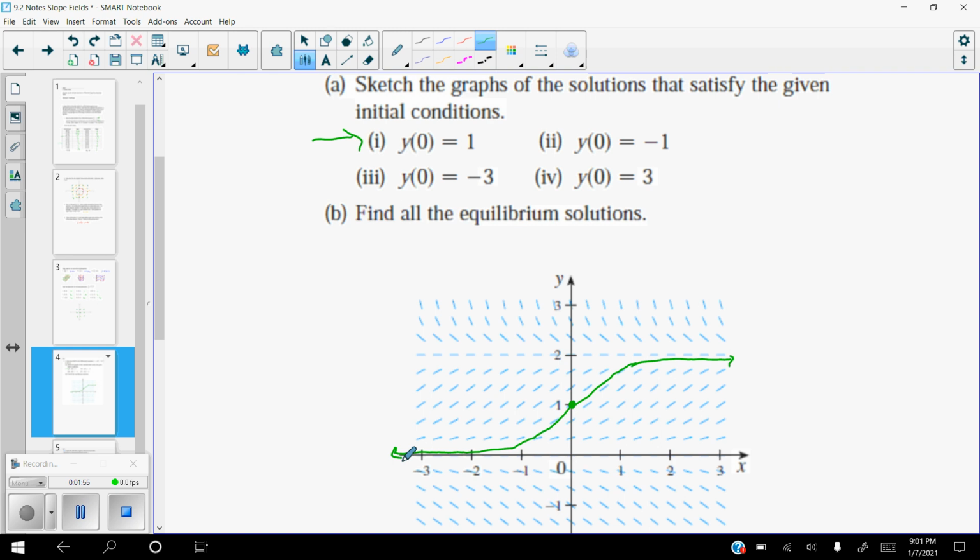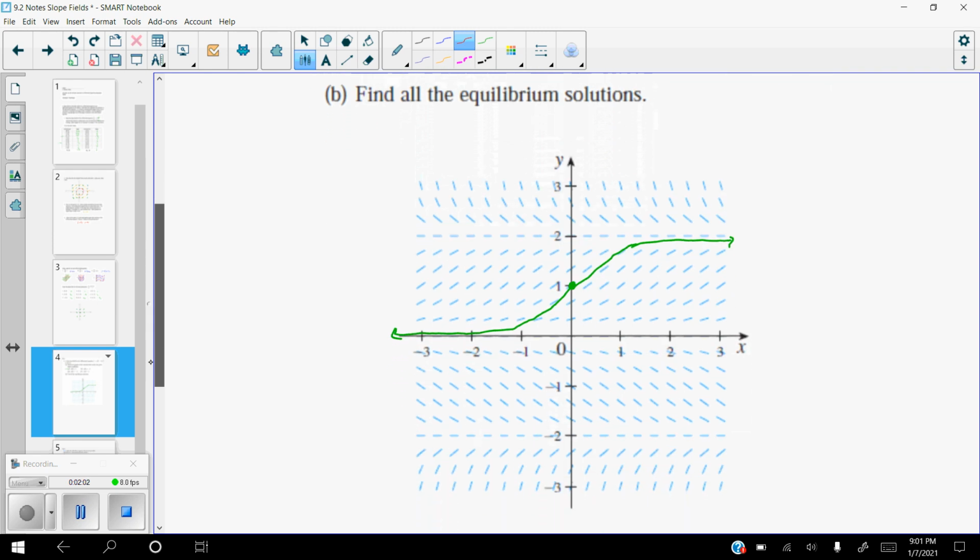All right, number 2, y of 0 equals -1. That is down here. When x is 0, y is -1, starting right there. I stay parallel, parallel, and then it levels out. Going back the other way, staying parallel, starting to level out, it comes up towards the x-axis and then levels out.